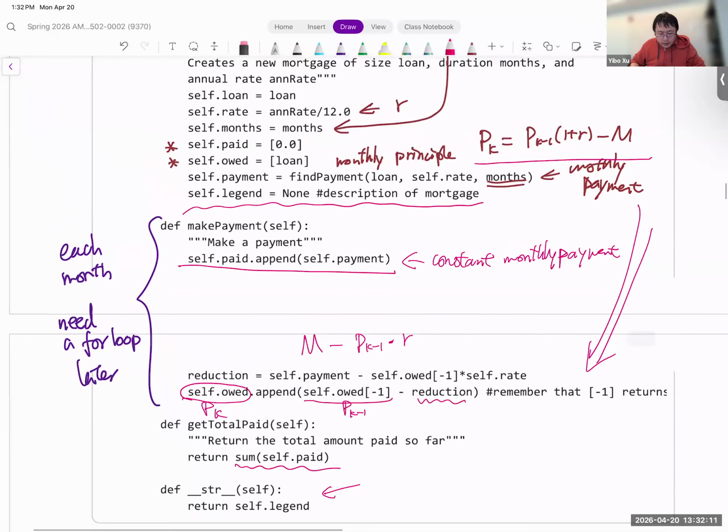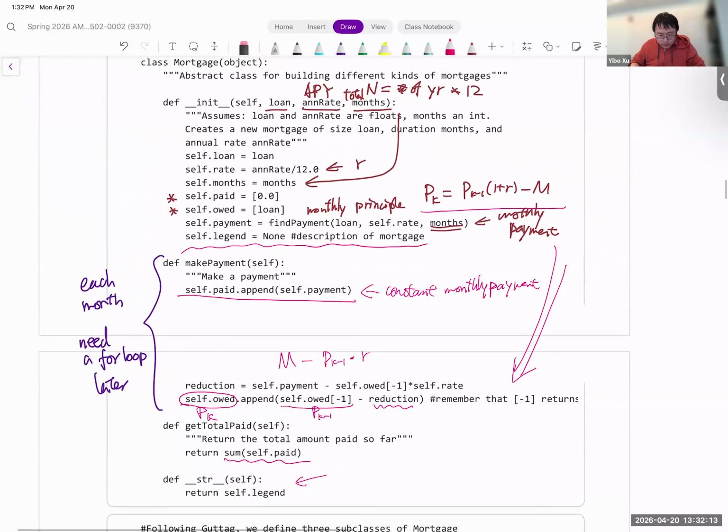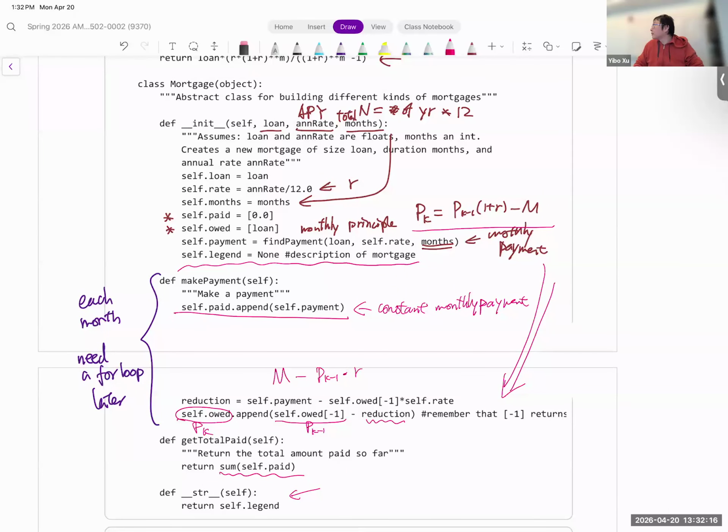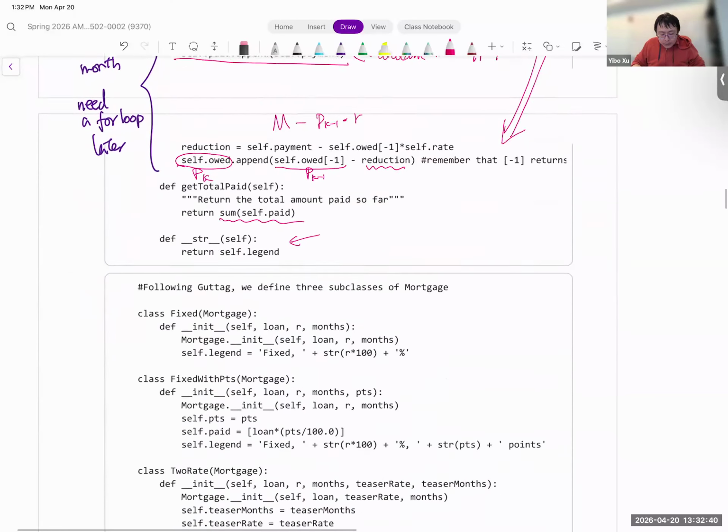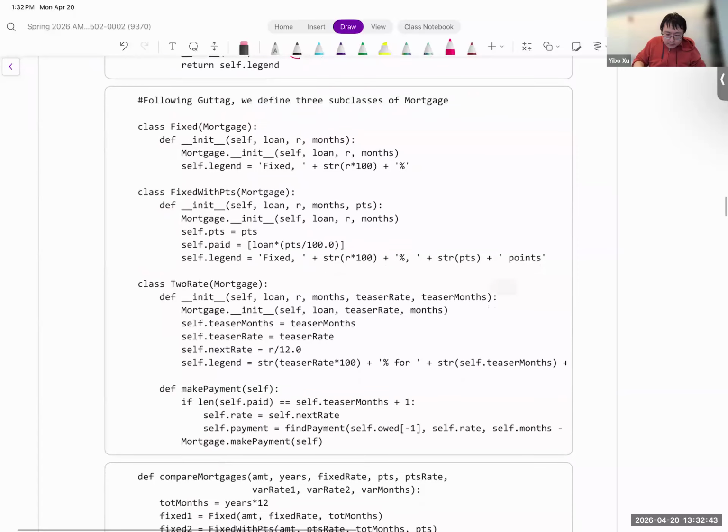Before we continue, anything so far? Any questions so far for the initialization of the class? So pretty standard. At the beginning, the important thing is the make payment function, which is the monthly payment, and also the recurrence. So the current principal is the previous principal accruing the interest minus the monthly payment. All right, so now three kinds of mortgages.